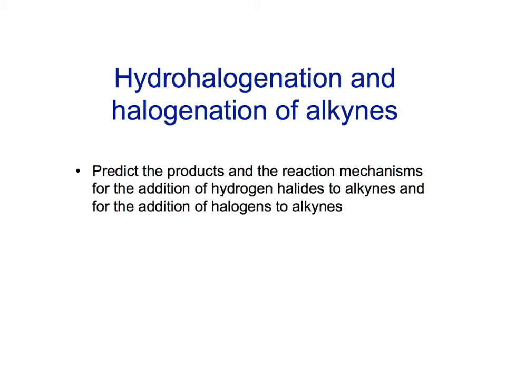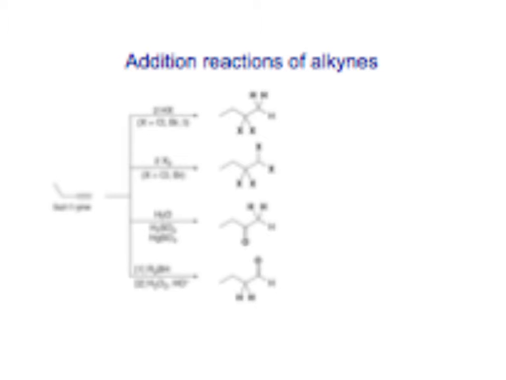In this highlight video, we're going to talk about our first two reactions of alkynes, hydrohalogenation and halogenation. After watching this video, you should be able to predict the products and the reaction mechanisms for the addition of hydrogen halides to alkynes and for the addition of halogens to alkynes. Alkynes are similar to alkenes in that they have carbon-carbon pi bonds. They're different, however, because they have two pi bonds and can therefore react by either adding once or twice.